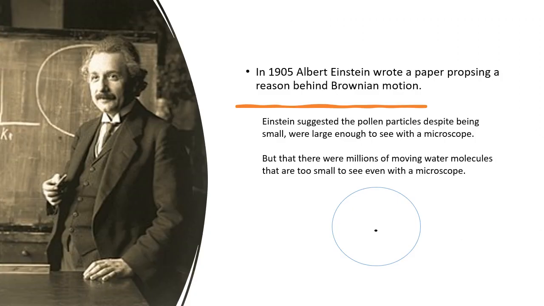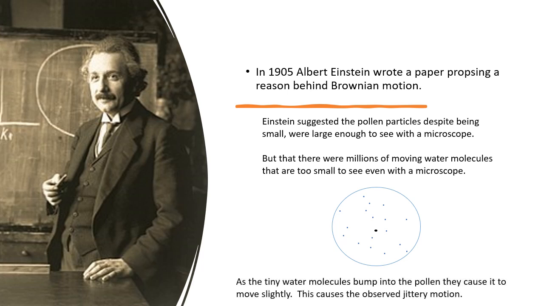In 1905, Albert Einstein wrote a paper proposing the reason behind Brownian motion. Einstein suggested that the pollen particles, despite being small, were clearly large enough to see with a microscope, but that the millions of moving water molecules are too small to see even with a microscope. As the tiny water molecules move, they bump into the pollen, and this causes it to move slightly. This causes the observed jittery motion.